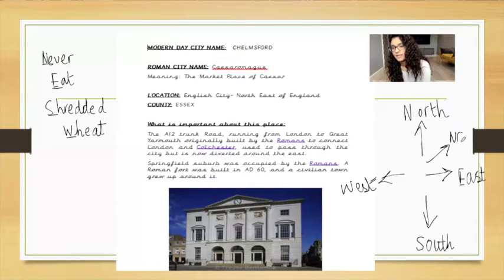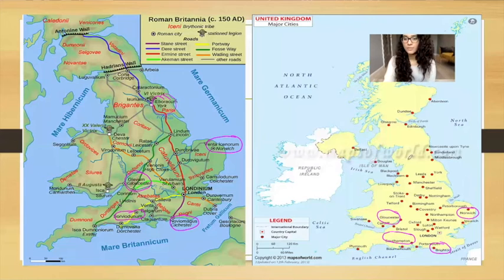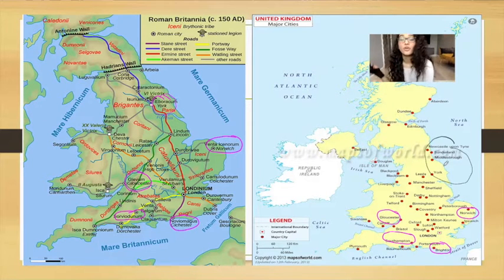That would be northeast. I'll just put the two letters there. So that means if we look at a map, it would be somewhere here, northeast of England. So England is here, northeast would be here somewhere, approximately.